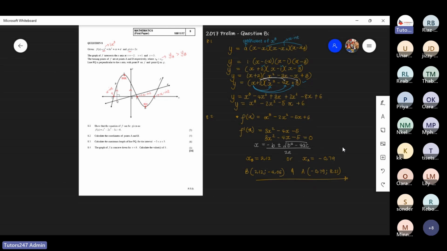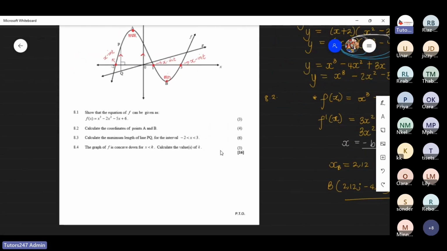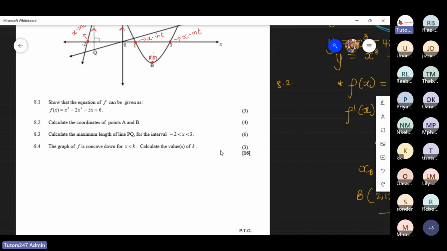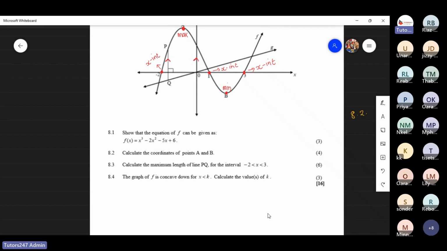Next, we have question 8.3. Now, question 8.3 is for the most marks. It's a 6-mark question. So we have 8.3. Calculate the maximum length of the line PQ. So let's go back. There's PQ. It's that vertical line that we discussed earlier. So let's highlight it. This is PQ. So it says calculate the maximum length of the line PQ.